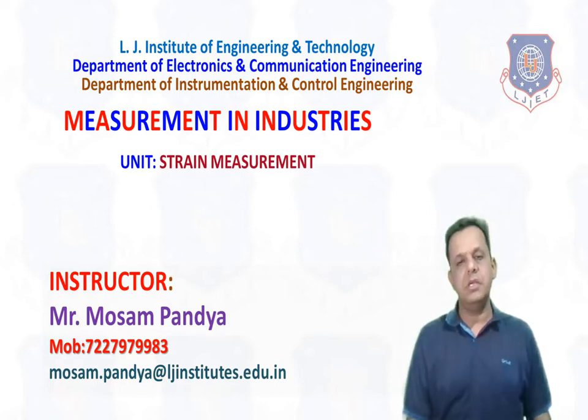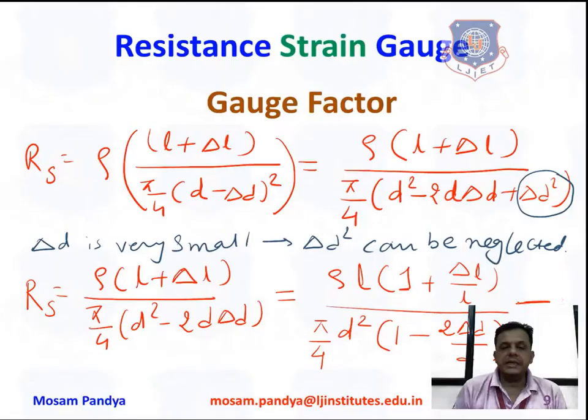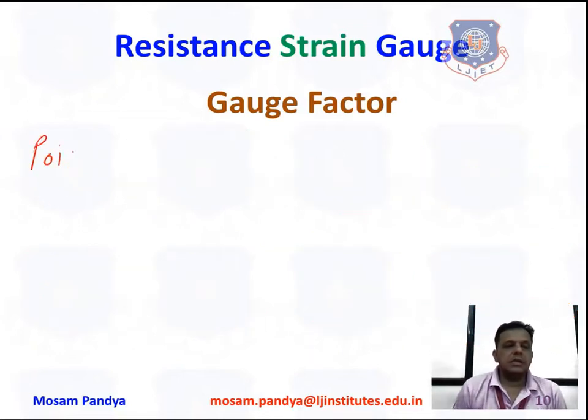in the previous session of resistive strain gauge, and we will continue at the point where we stopped last time. L by L and delta D by D will be very useful when you talk about equation number 2. And now we talk about Poisson's ratio.